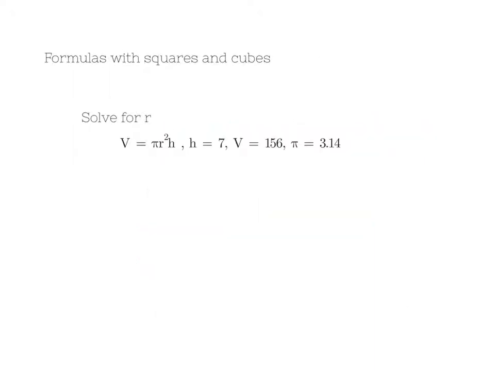Okay, and the last type of problem that we're going to see with squares and cubes are cases where we have formulas that involve squares and cubes. So remember, formulas have multiple variables in them. In this case here, this formula has a V, a pi, which is a symbol that we hopefully should be familiar with, this Greek letter pi, r, and h. In this case here, this formula in particular tells us the volume, V volume, of a cylinder.